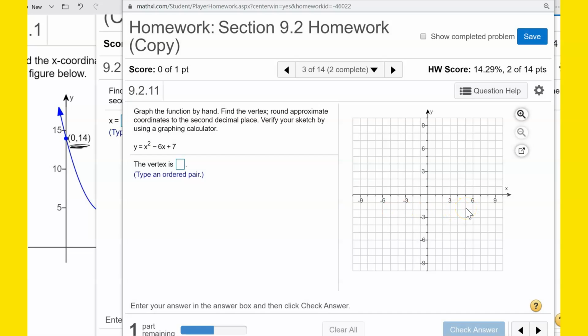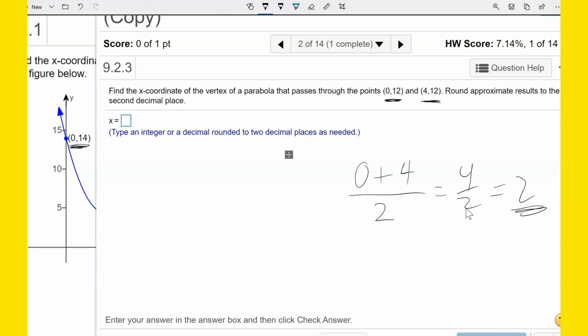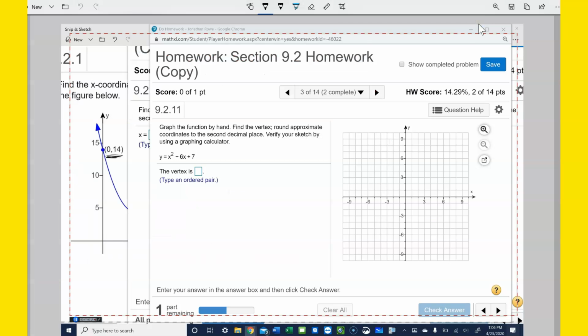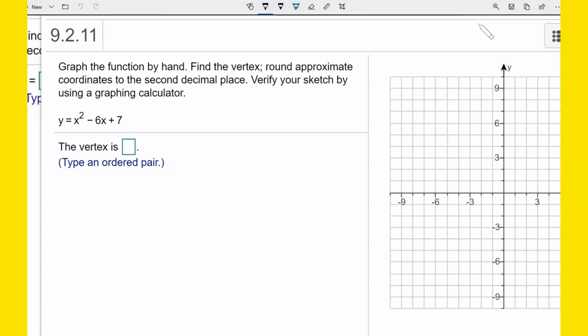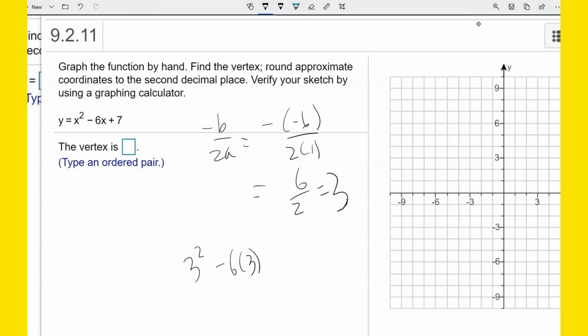All right, let's do this problem. First the vertex, I need to find the vertex. Negative b over 2a, that's going to be negative negative 6 over 2 times 1. That's going to be positive 6 over 2, which is 3. 3 is the x-coordinate of the vertex. Plug 3 in. 3 squared minus 6 times 3 plus 7. That's 9 minus 18 plus 7. That's negative 9 plus 7. That's negative 2. So the vertex is 3, negative 2.